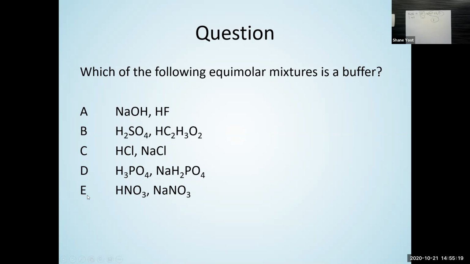Because both E and C involve strong acids, and a strong acid is not forming any type of buffer solution. It's not forming any type of equilibrium that's going to resist pH changes. It's just going to fully break apart in solution.